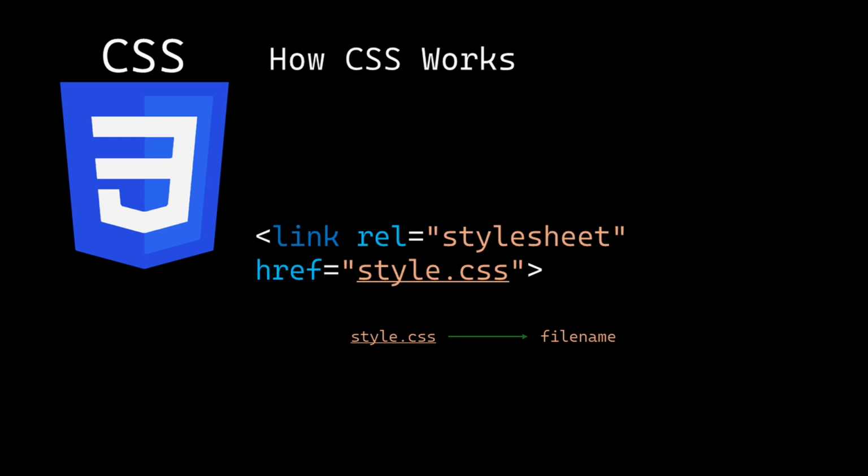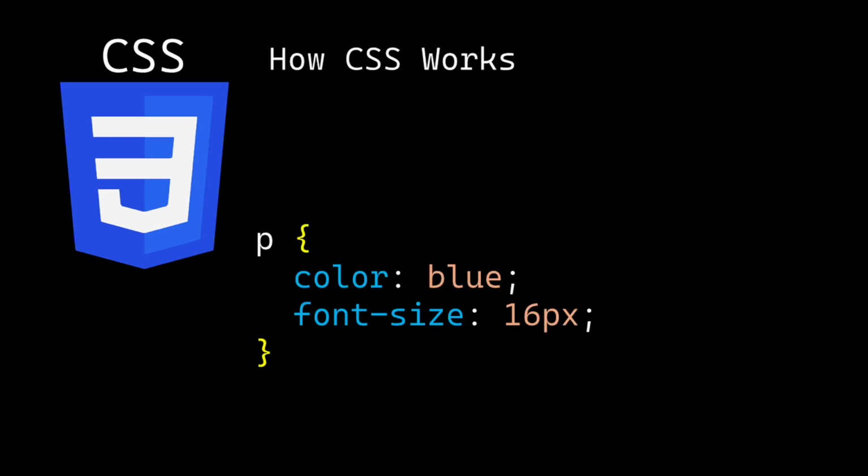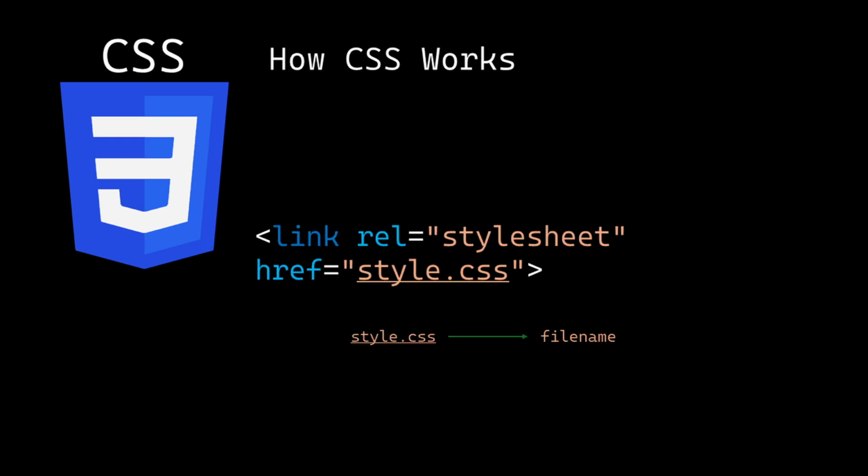So if I have written the example from above, where I want to target all the paragraph tag elements and I want them to be blue with font size 16 pixels, it would appear as it is because it is already in the CSS file. I just need to save the CSS file and the HTML file and run them to see the changes.